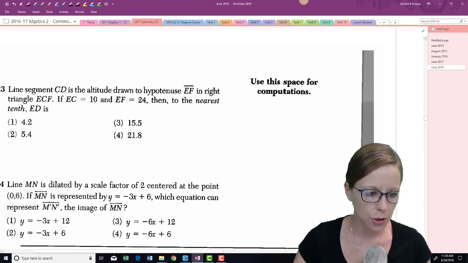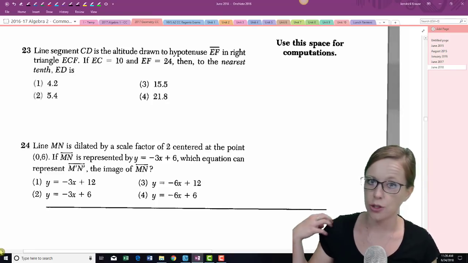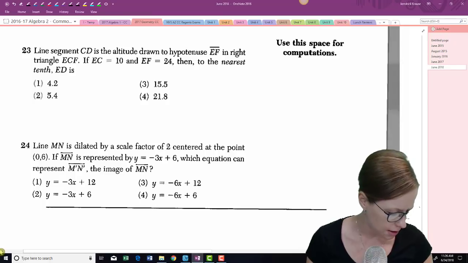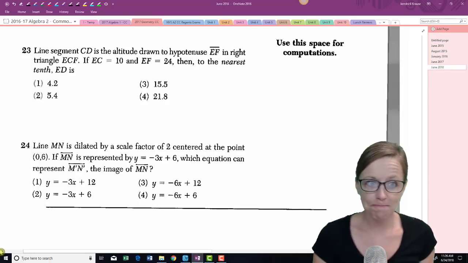All right, so number 23, we're closing in on the end here of the multiple choice. Good. So typically towards the end, the questions do get more difficult. I'm not sure that happened here, to be honest, for once in my life. Usually 24 is like the hardest question.